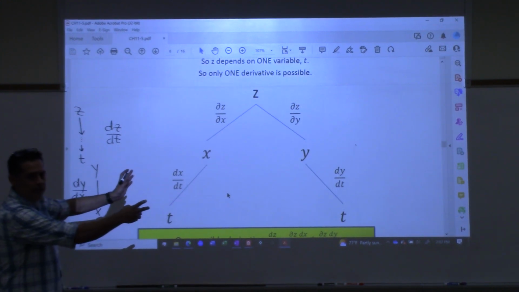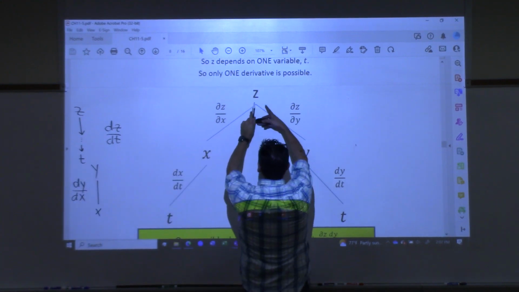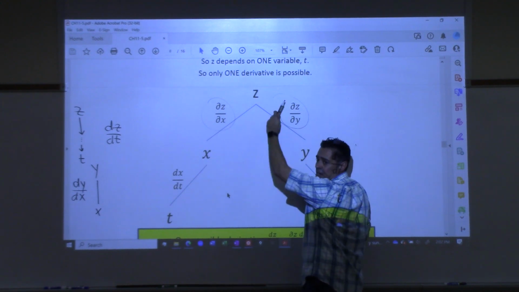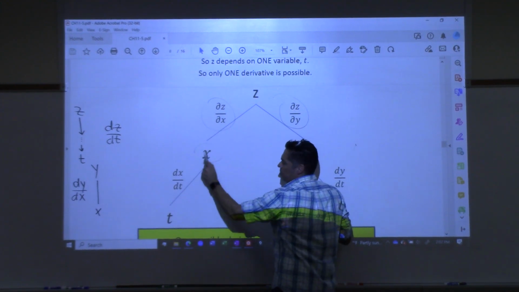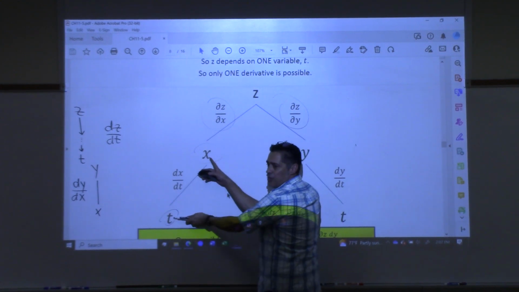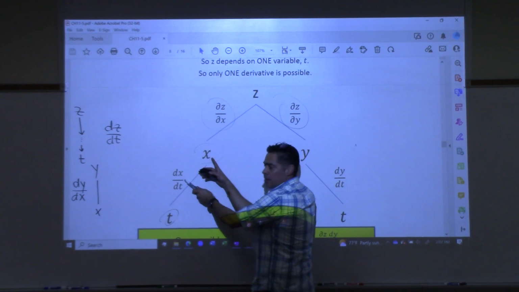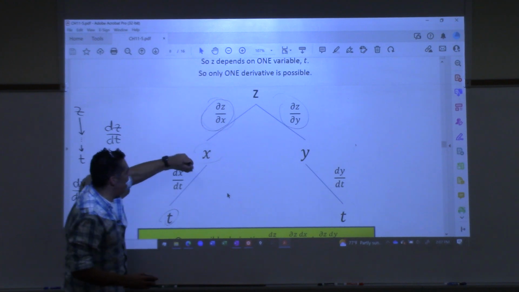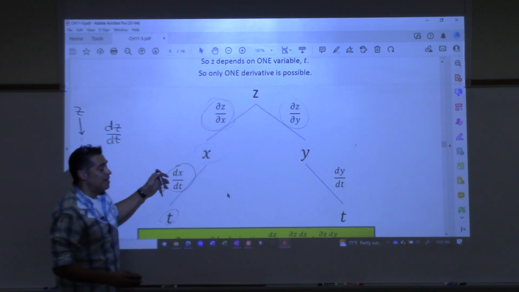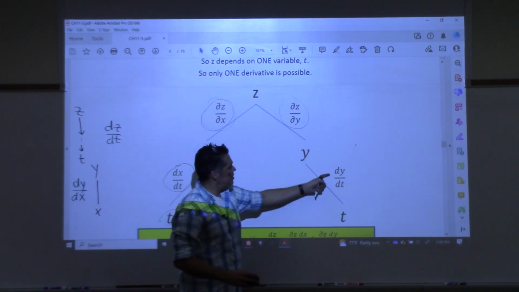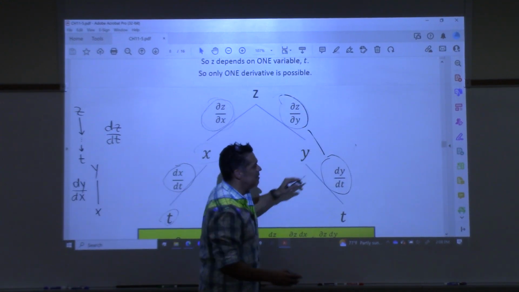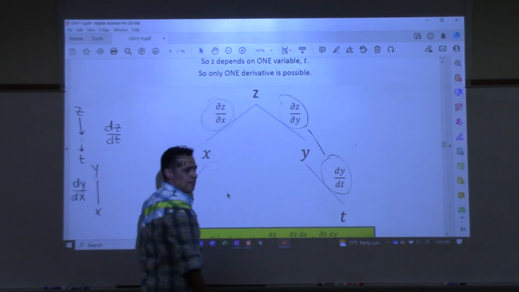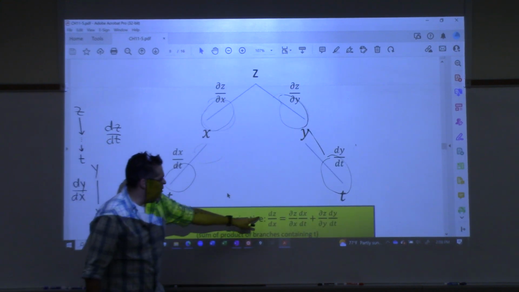Well, we use the tree. From here to here, those are partial derivatives because z depends on two things at this stage of the tree. But then you move from this branch down to t, x only depends on t, so that's a regular derivative. See this branch? The chain rule says I should multiply these two together. But then we have another branch, which is this and this. I should multiply these two together, right? So we've got these two products from the two branches. What do you think we're going to do with those? Add them. And that is what you see here.